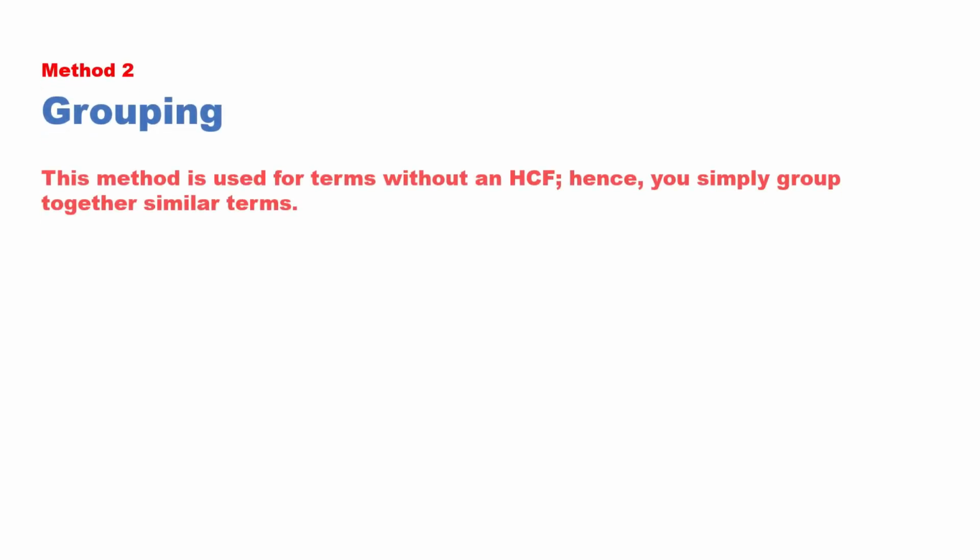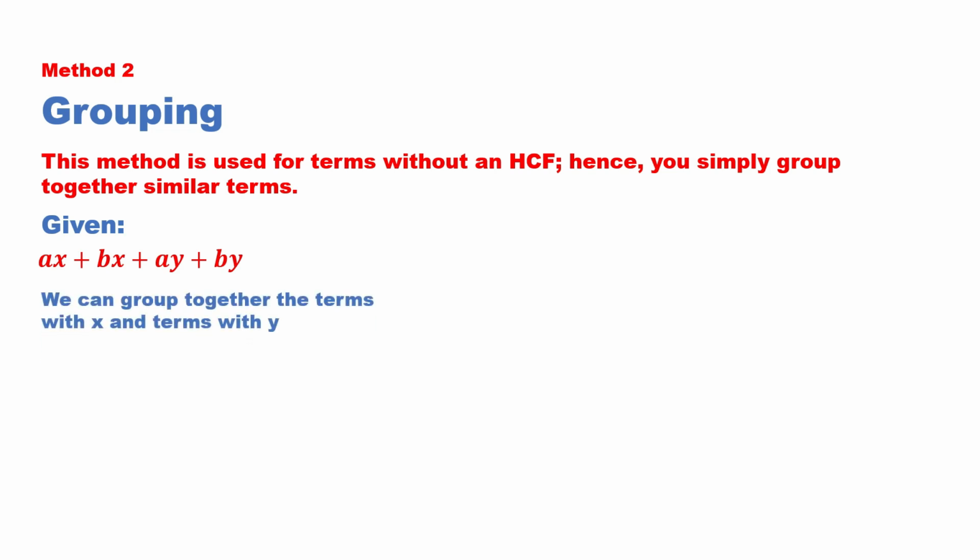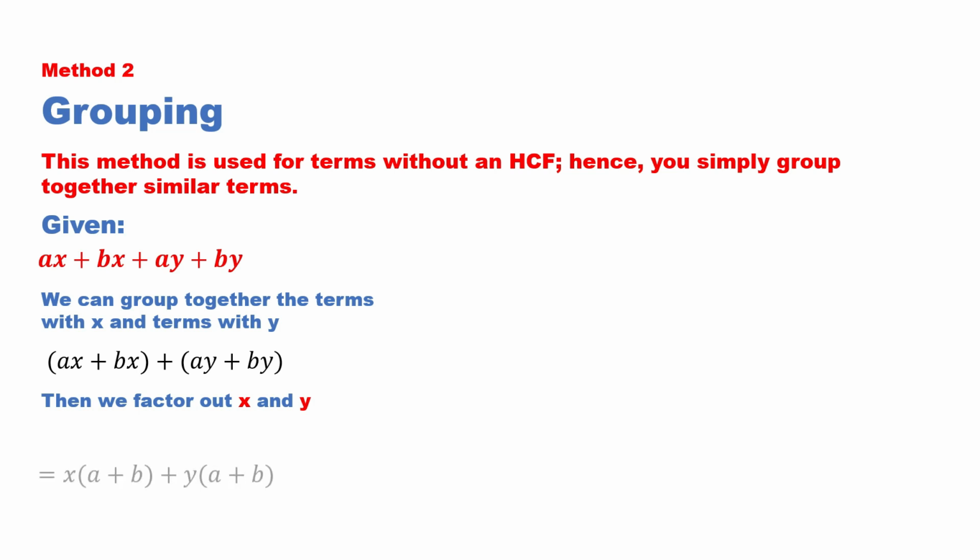Method 2, grouping. This method is used for terms without a highest common factor. Hence, you simply group together similar terms and then proceed to factorize. Given this expression, ax plus bx plus ay plus by, we can see that we can make a group of x terms and another group of y terms. After making the groups, we can now factor out x and get a plus b in brackets.